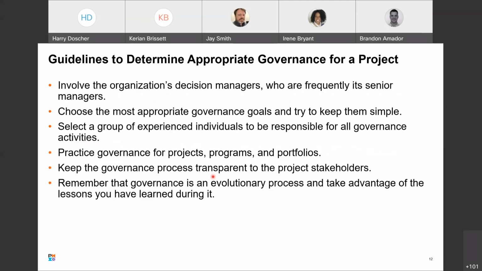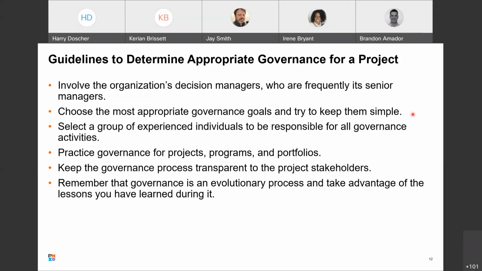Okay, guidelines to determine appropriate governance for a project. If you don't have anything that is readily available and you have to construct this from scratch, involve the organization's decision managers, who are frequently its senior managers. It could be, within AT&T, probably director and below or something analogous to that. In some smaller companies, it may include the owner of the company, the person who's negotiated the contract with the customer too.